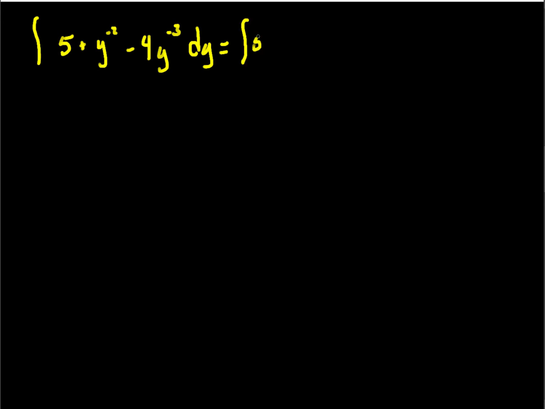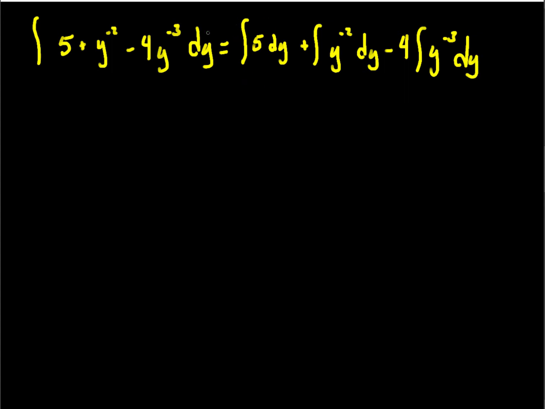So this is the antiderivative of 5 dy, plus the antiderivative of y to the minus 2 dy, minus 4 times the antiderivative of y to the negative 3 dy. And now the antiderivative of a constant 5 is just 5y. The antiderivative of y to the negative 2, so I have to add 1. If I add 1 to negative 2, I get negative 1. And then I divide by negative 1.